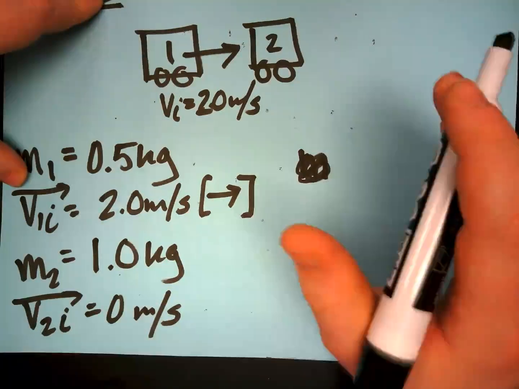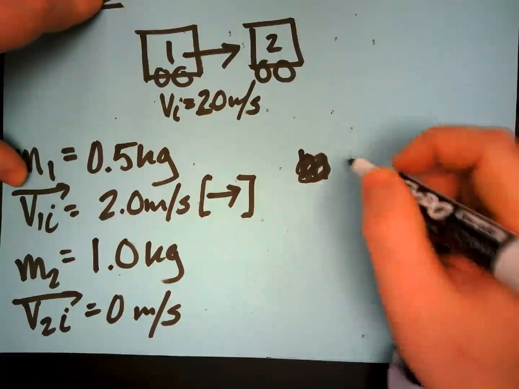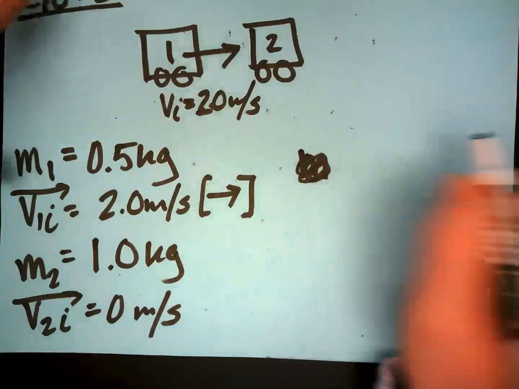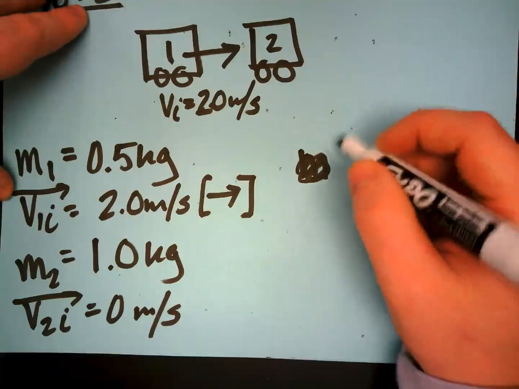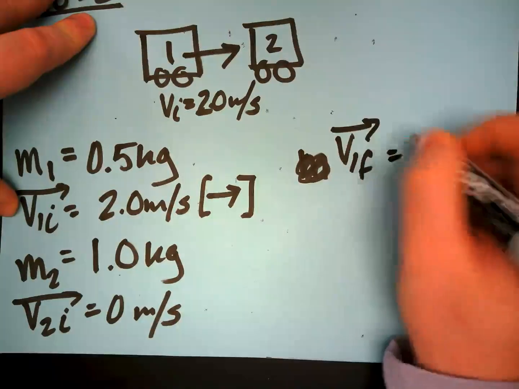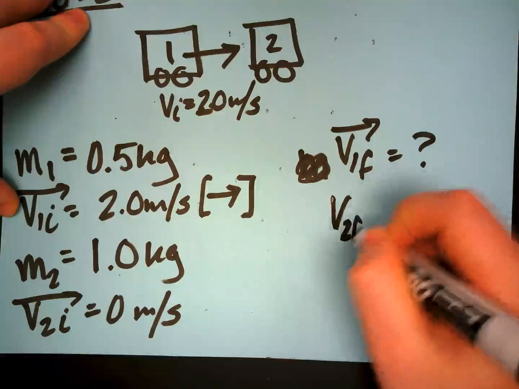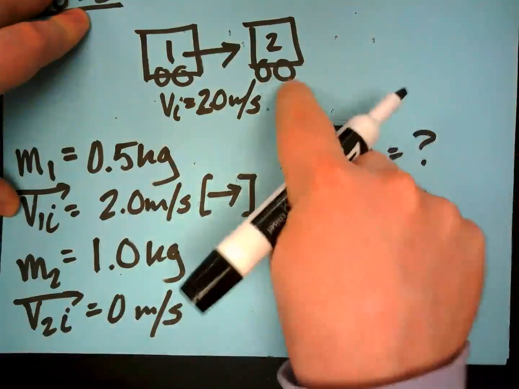They're not doing that. This is elastic now. It's not inelastic. This is elastic. So they're going to stay separate. They're going to be distinct. So what we're going to find here is the final velocity of our first cart here, and then the final velocity of our second cart right here.